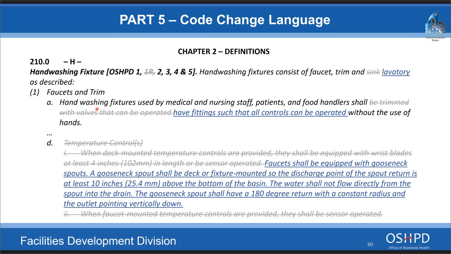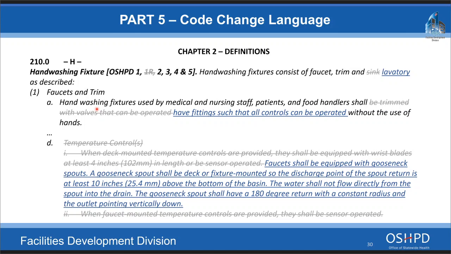Now, that doesn't mean you can't have wrist blades. You can, in a lot of cases, have wrist blades. But if it's a hand wash fixture, we don't want you touching it with your fingertips and your hands due to infection control concerns. And D down here, faucets shall be equipped with gooseneck spouts. A gooseneck spout should be deck or fixture mounted so the discharge point of the spout return is at least 10 inches above the bottom of the basin. Water should not flow directly from the spout into the drain. Gooseneck spouts shall have a 180-degree return with constant radius and the outlet pointing vertically down.